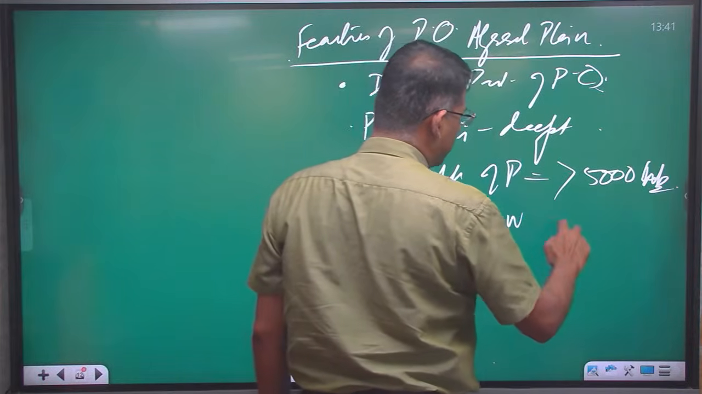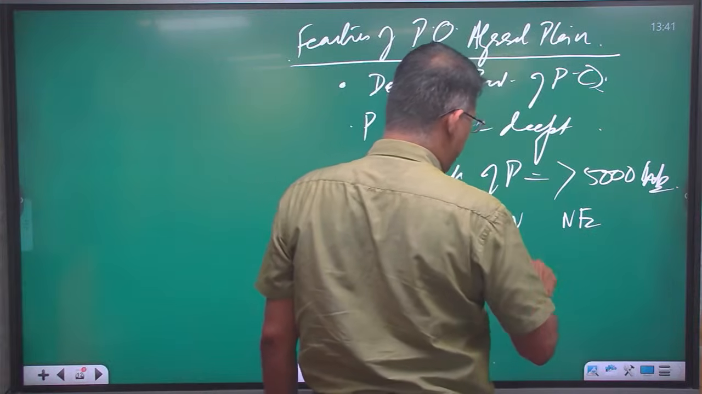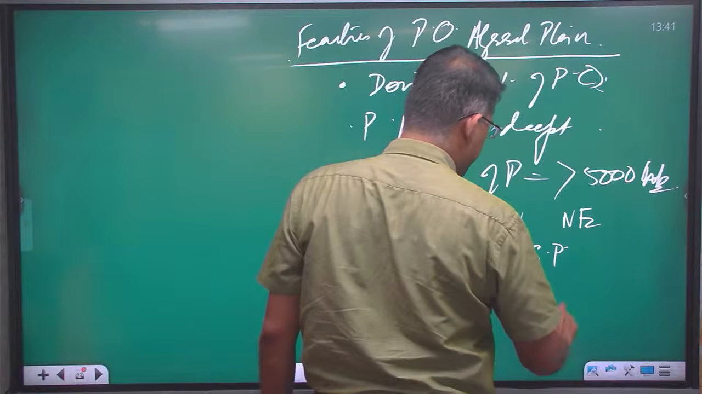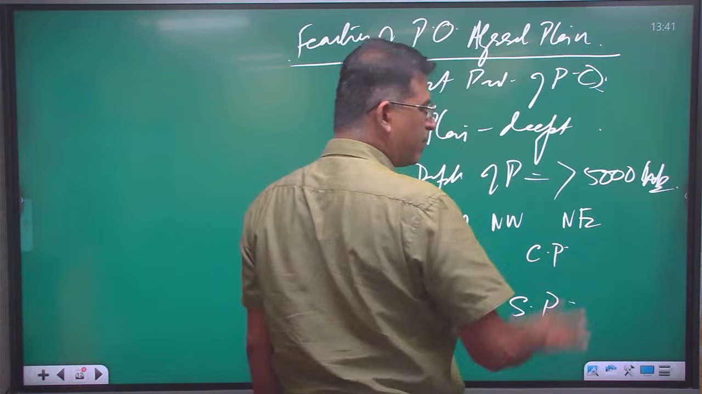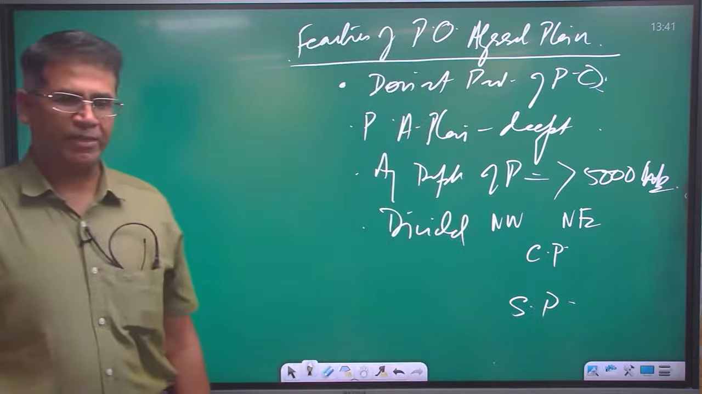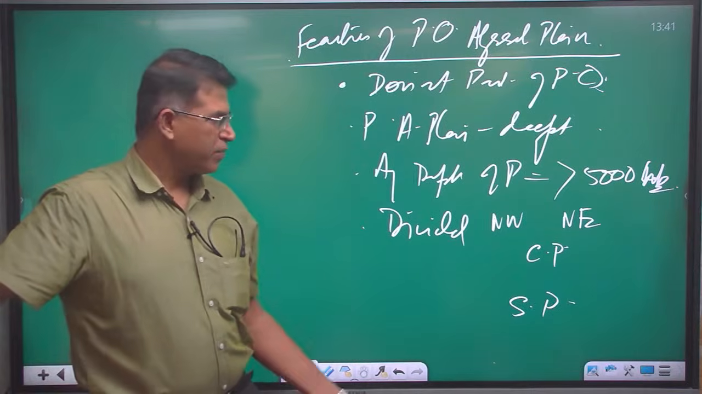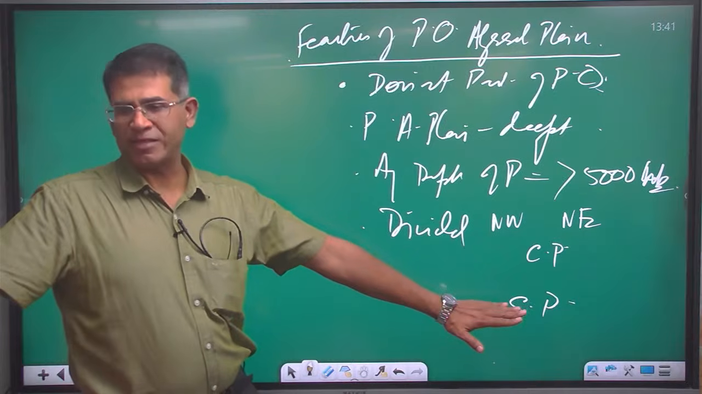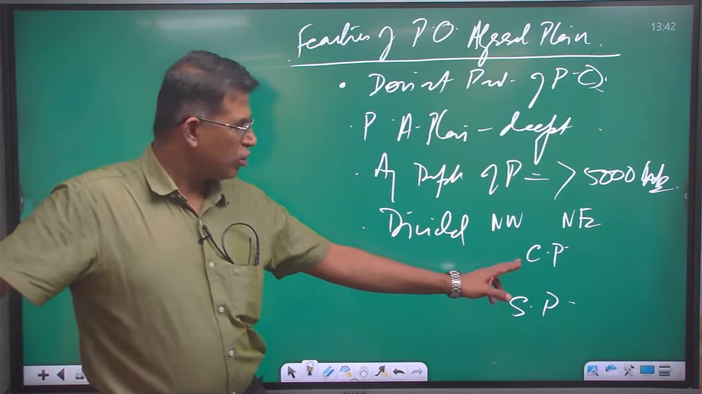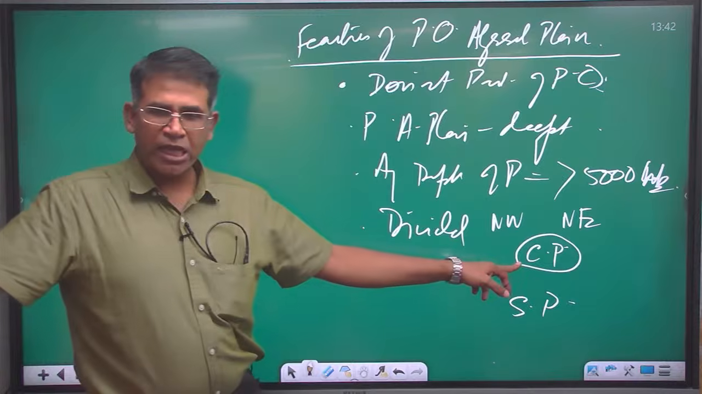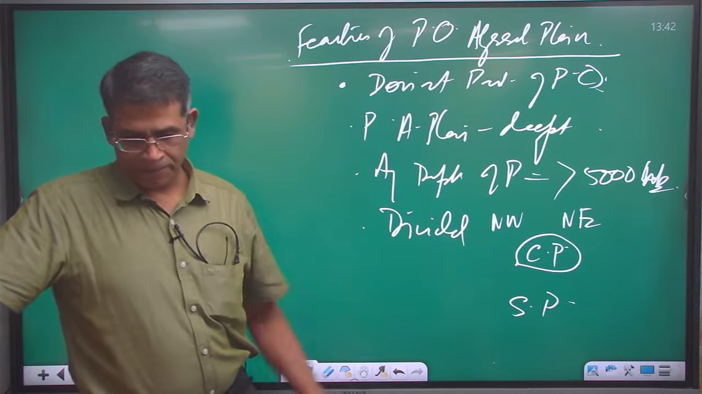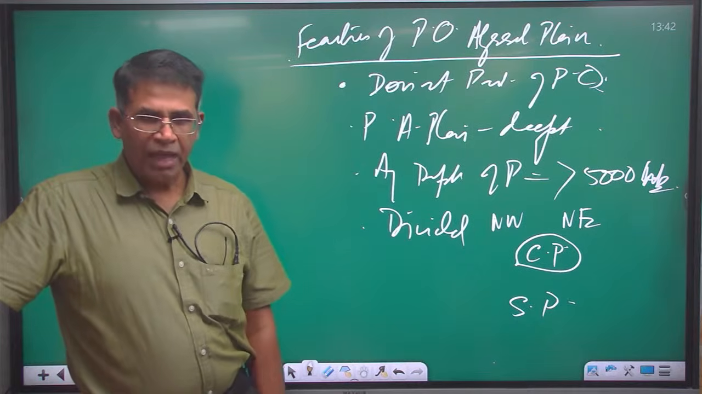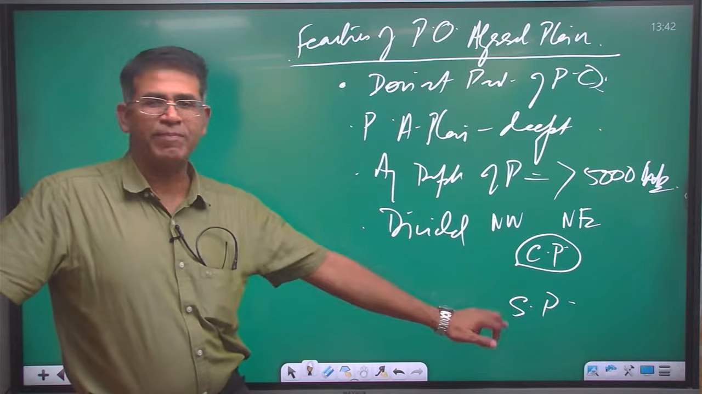And the Pacific can be divided into Northwest Pacific, Northeast Pacific, Central Pacific and the Southern Pacific. Generally we divide it into these broad four parts. The Central Pacific is the deepest part, and the most shallow part is the Southern Pacific.